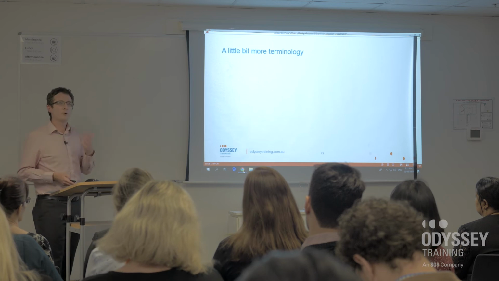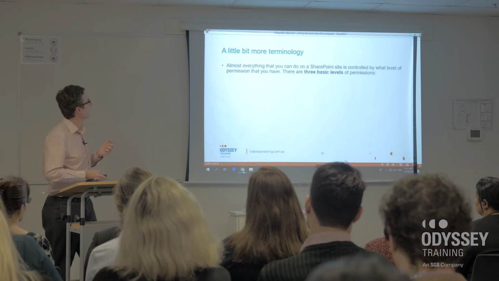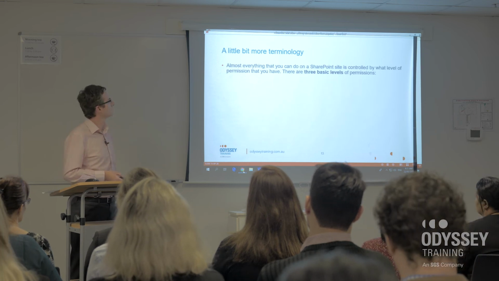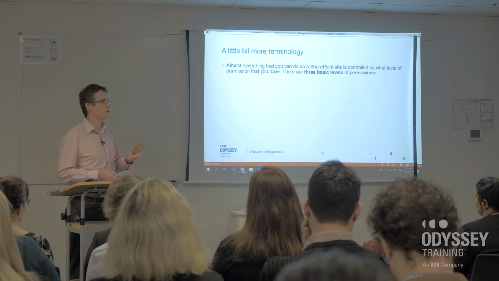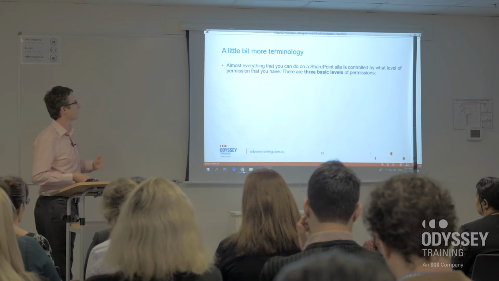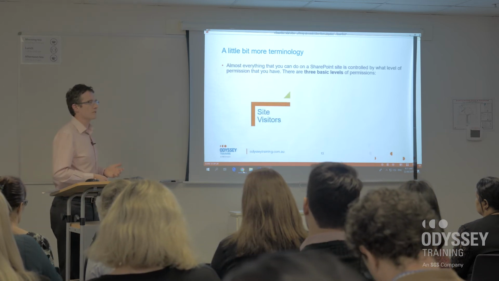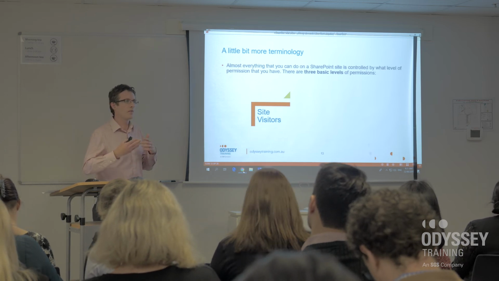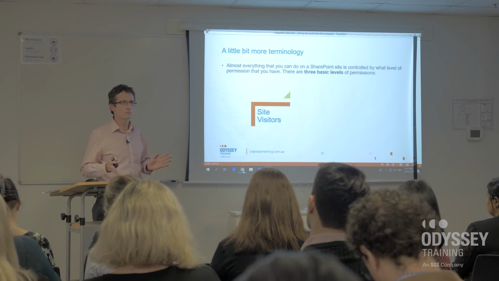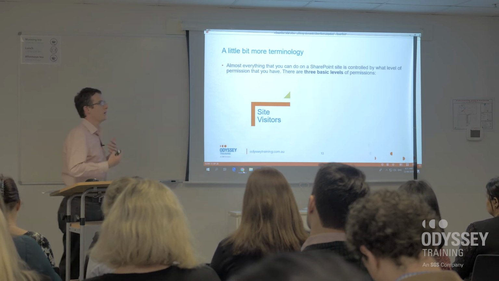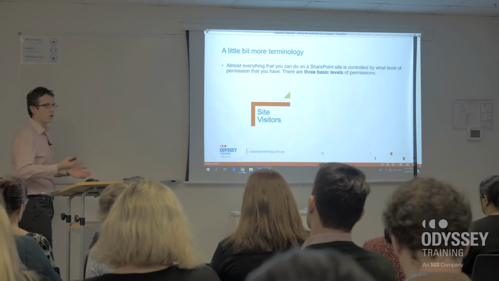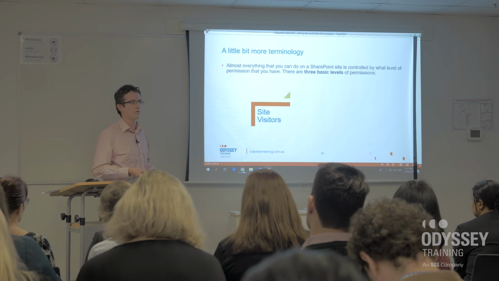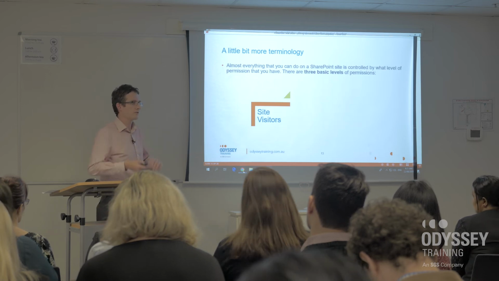Now, a little bit more SharePoint terminology. Almost everything that you can do in SharePoint is controlled by what level of permission you have. Now, there's 3 basic levels of permissions. Again, if you've done any of our SharePoint courses, you would have seen this. So you have your site visitors. So if someone's a visitor for a site, they can't change anything. Now, that makes sense, because if I'm in IT and I go onto one of the finance sites, well, there's no reason why I need to change the content on that finance site. So for that finance site, I'd be a visitor.